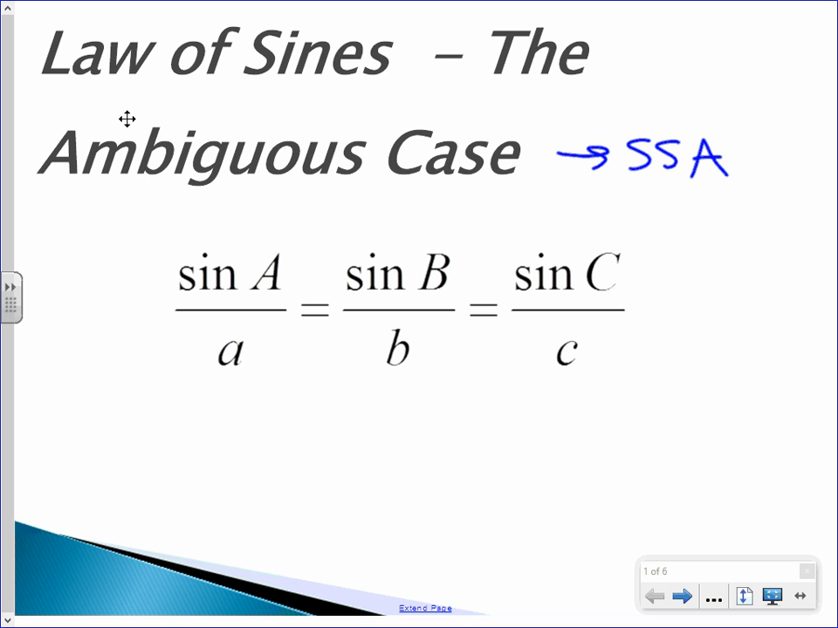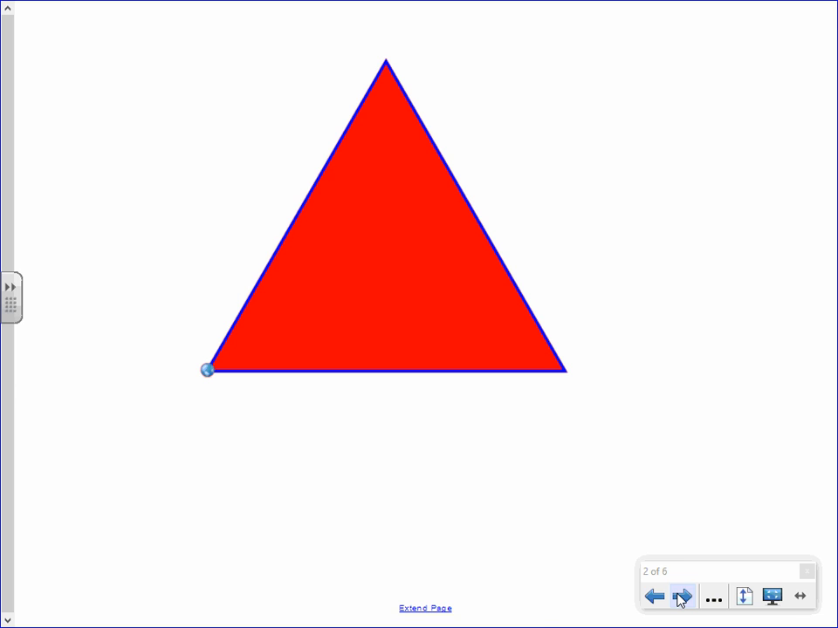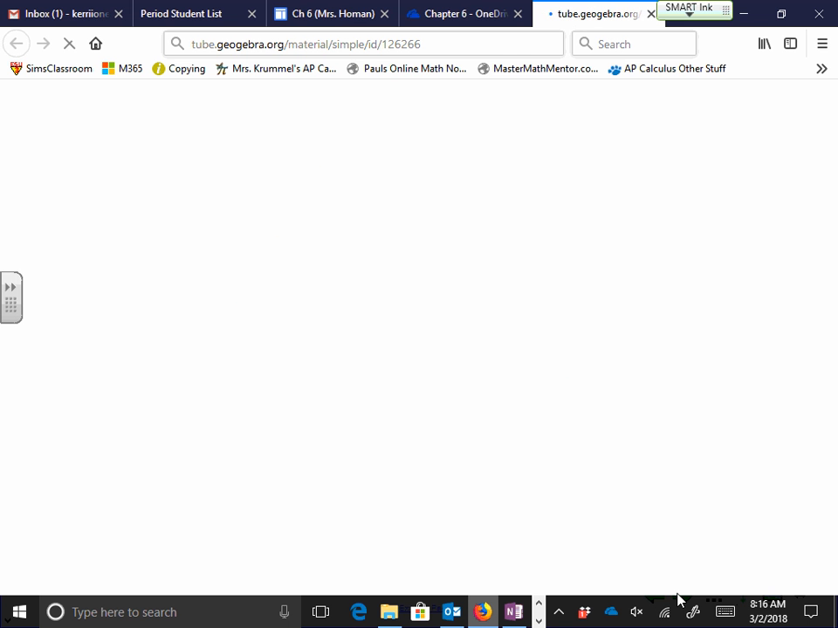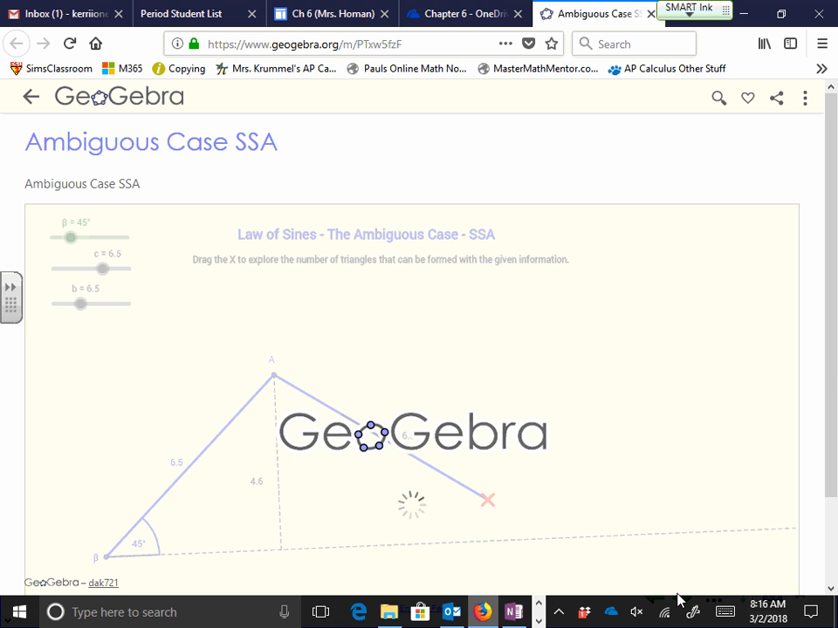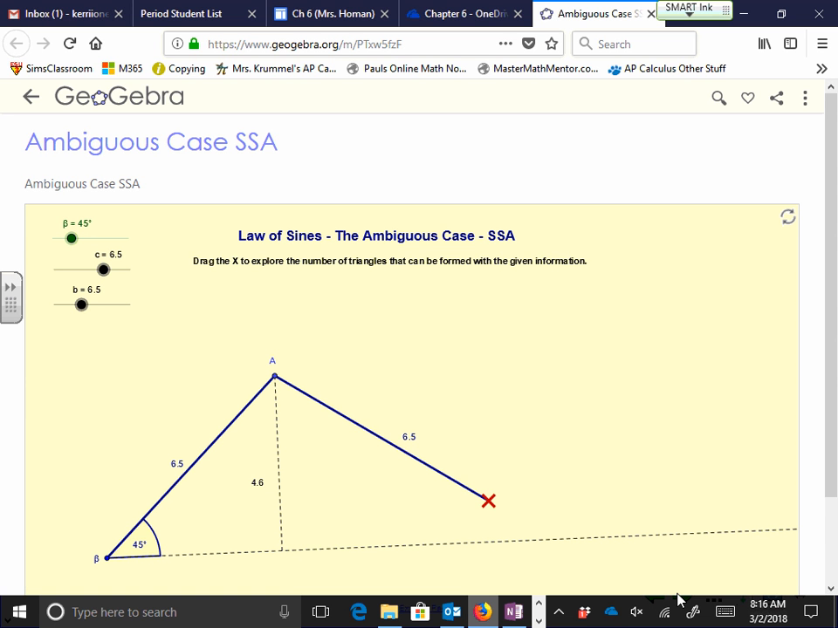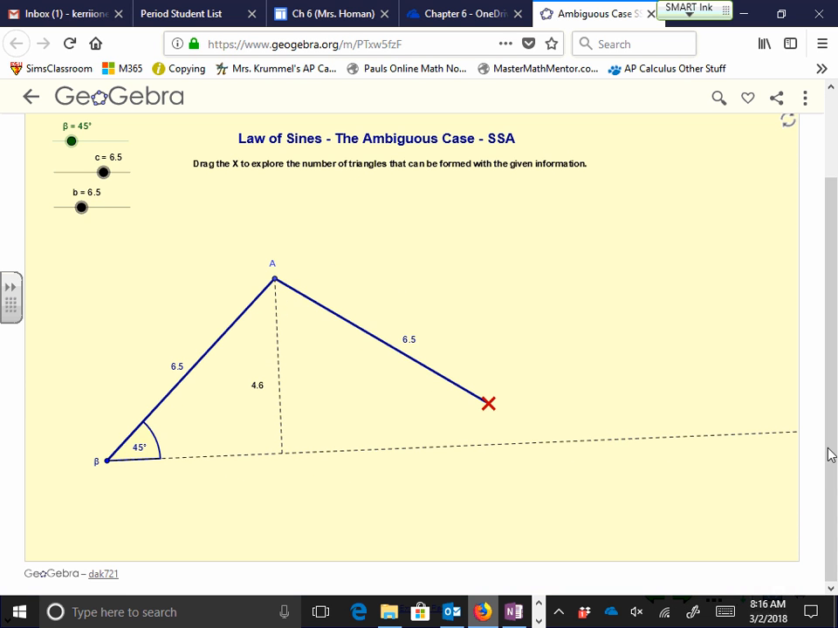All right, I'd like to show you what happens. So there are actually 3 different things that can happen. Here I have anything in blue is what is given. So I have an angle right here, I have a side, I have a side.